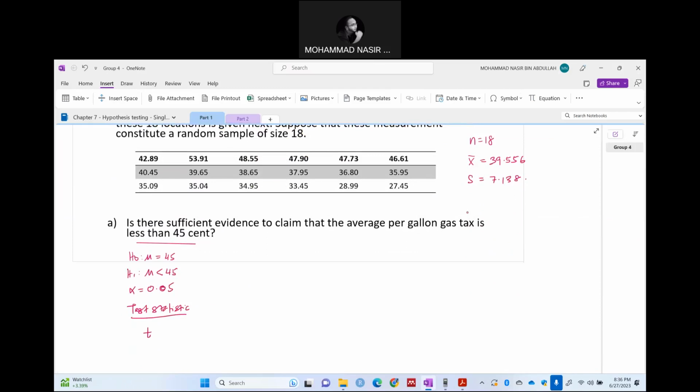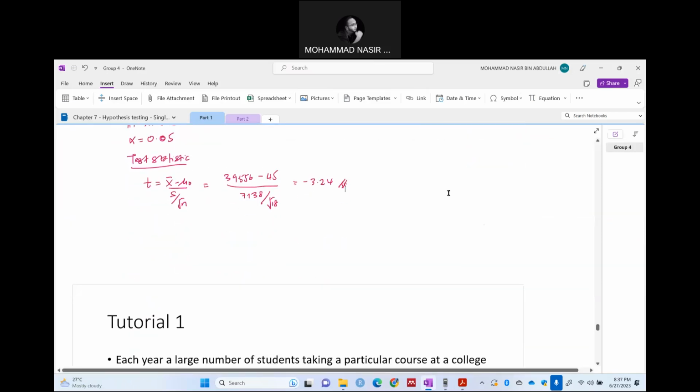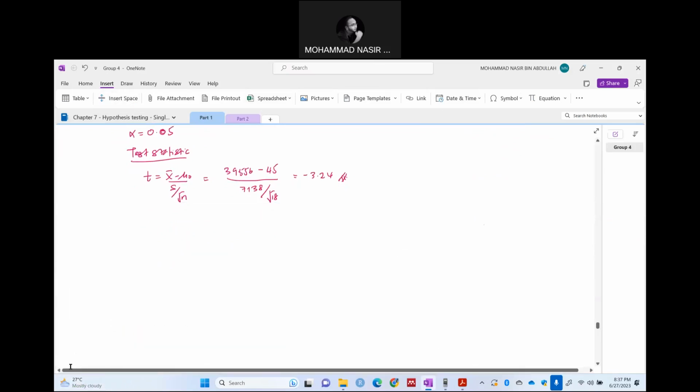So test statistic, we will use T distribution, x bar minus mu naught divided by S over square root of n. Right. So this one is 39.556 minus 45 divided by 7.138 over square root of 18. Right. So this one should be equal to negative 3.24. Right. So next, we need to calculate the critical region.